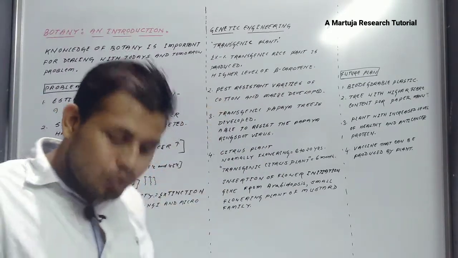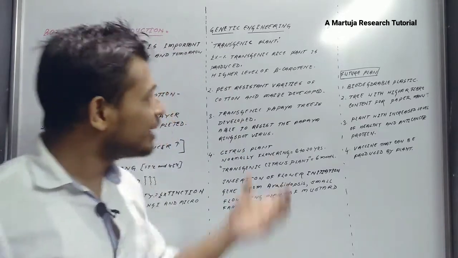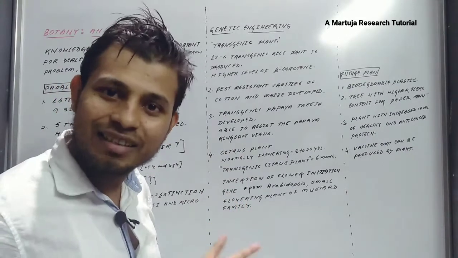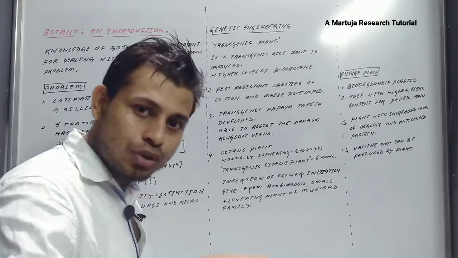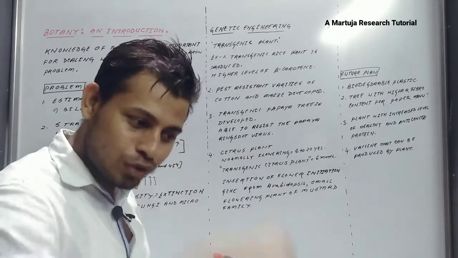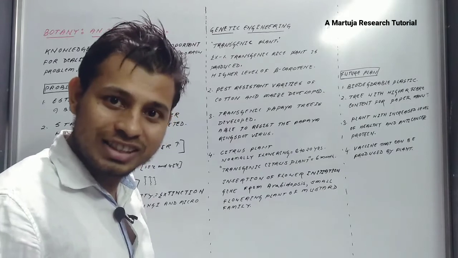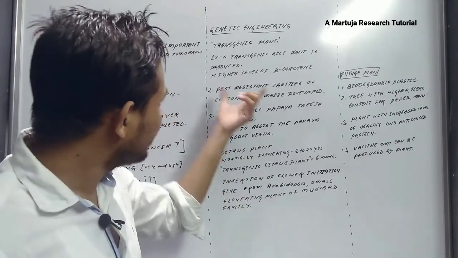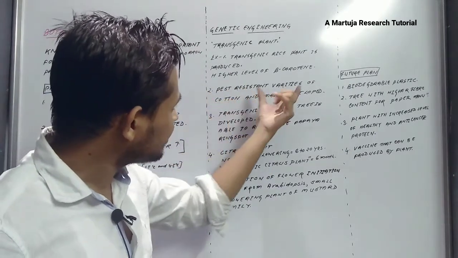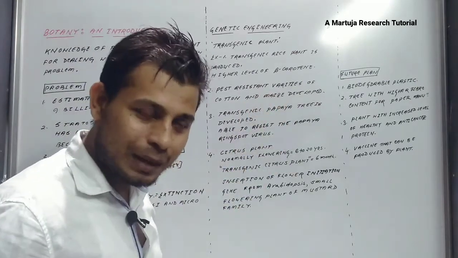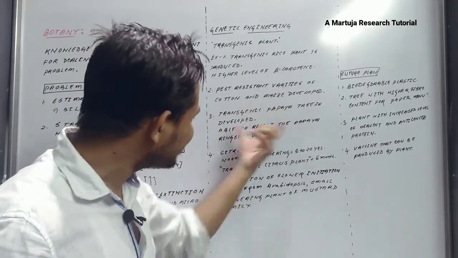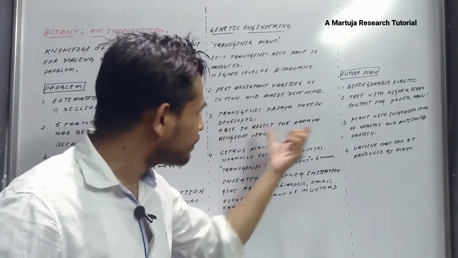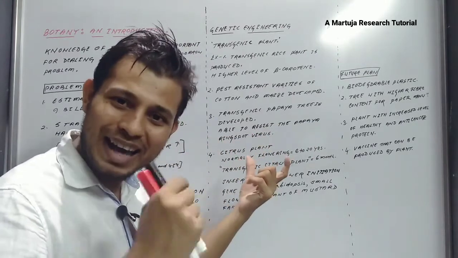The next you can see. As the population is growing, now we are applying different methods and strategies to fulfill our requirement. Because human population is increasing, the food consumption is also increasing. Can you imagine how much food is needed to fulfill our daily and basic requirement? The next is pest resistant varieties of cotton and maize. Then you can see the transgenic papaya tree is developed, and it is able to resist the papaya ring spot virus.